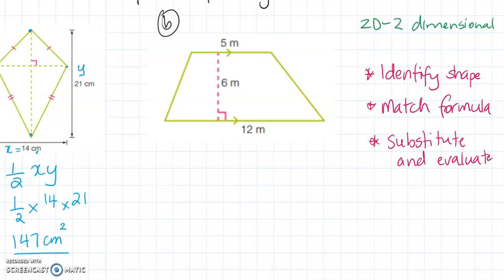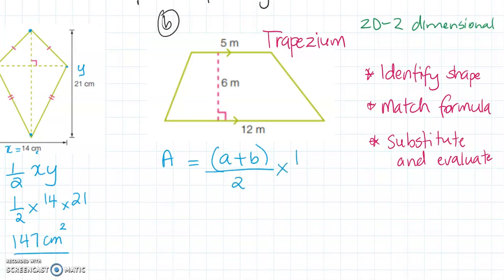Now, for the second one, B. If you have a look, that's a trapezium. So let's write it down that it's a trapezium. Once you have identified the shape, check what the formula is to find the area of a trapezium. The area of a trapezium is given by A plus B in brackets, divided by 2, multiplied by its perpendicular height. Sometimes this can also look like half A plus B times height. They both mean the same thing.